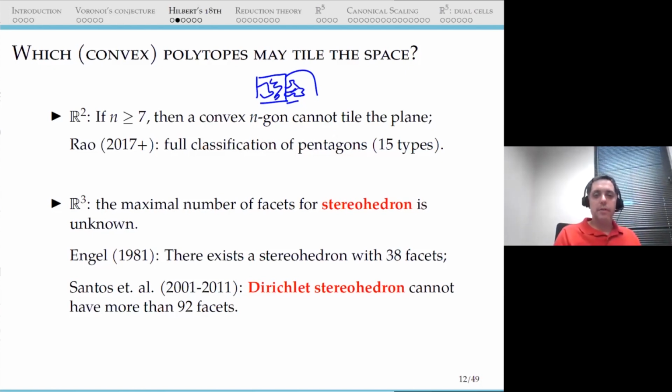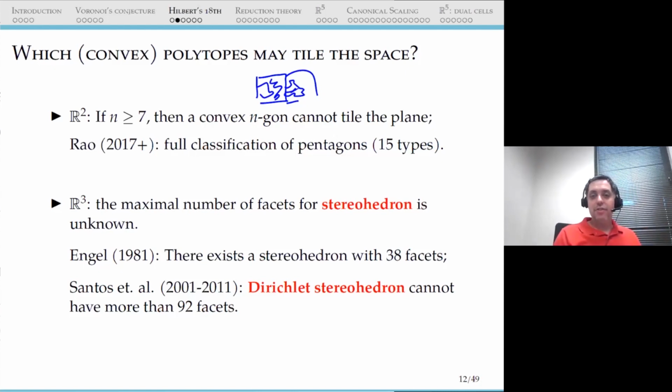But for convex polygons, it's easy to see that a 7-gon cannot tile the plane, and it was relatively easy to get a classification of all hexagons. For triangles and quadrilaterals, all of them can tile the plane, but for pentagons, that's where the problem was open for a long time.